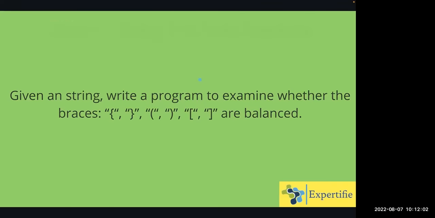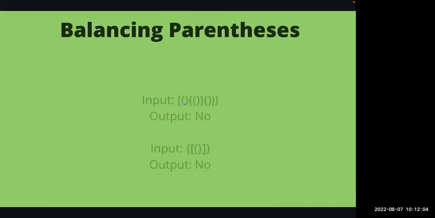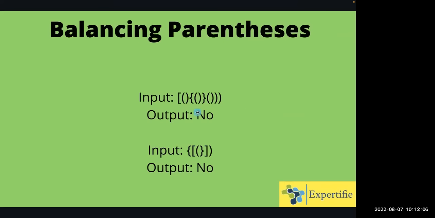And just to give you some examples, so this is one sample input, which is not balanced clearly, right? And another input, which is also not balanced. Why is input 2 not balanced? Because we started with a curly brace, then we opened a square brace. So far, so good. Then we opened a small brace. Again, so far, so good. But we closed the curly brace first. We can't close the curly brace before we close the small brace and the square brace, right?